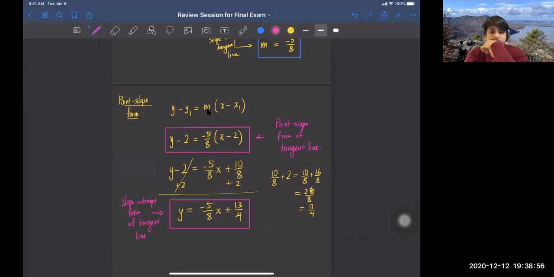Professor, can you please post the review sheet answer key? Yeah, I just saw it right now. Yes, I plan to do so as soon as I can. So I would have to actually complete it.